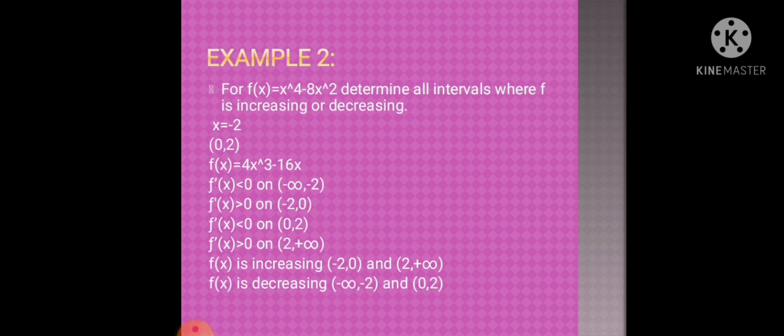So the increasing intervals are negative 2 to 0, and 2 to positive infinity. The decreasing intervals are negative infinity to negative 2, and 0 to 2. So increasing is when f'(x) is greater than 0, and decreasing is when f'(x) is less than 0.